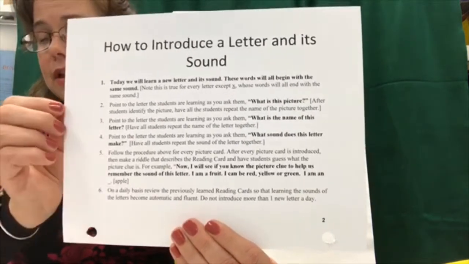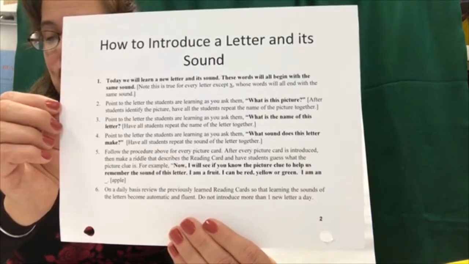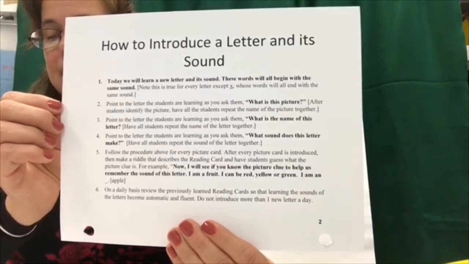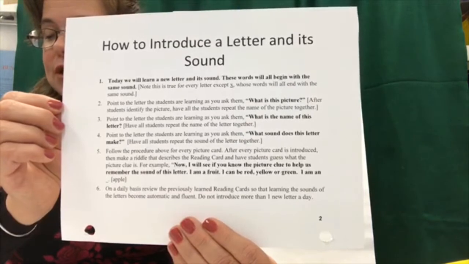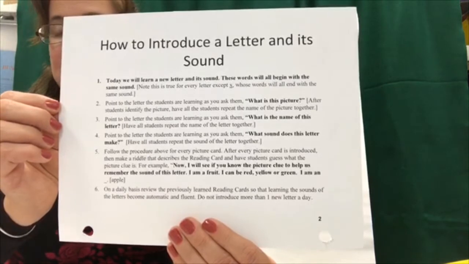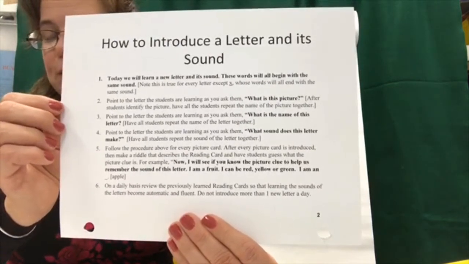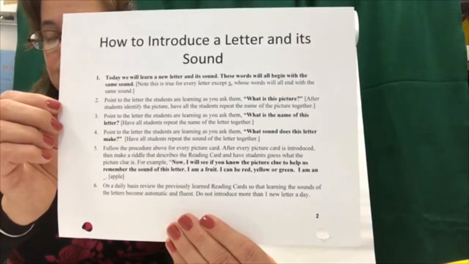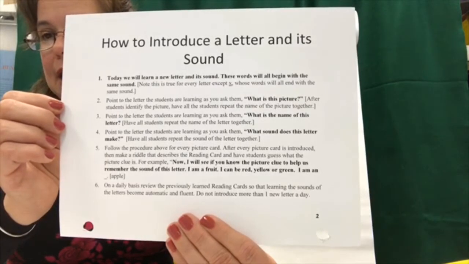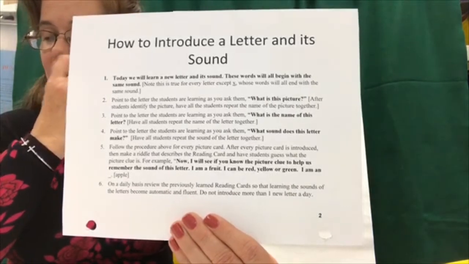Step 5, follow the procedure above, 1 through 4, for every picture card. After every picture card is introduced, then make a riddle that describes the reading card and have students guess what the picture clue is. For example, here's an example of a riddle. Now I will see if you know the picture clue to help us remember the sound of this letter. I am a fruit. I can be red, yellow, or green. I am... and hopefully the students will come up with the word apple. And if not, you can give more clues.